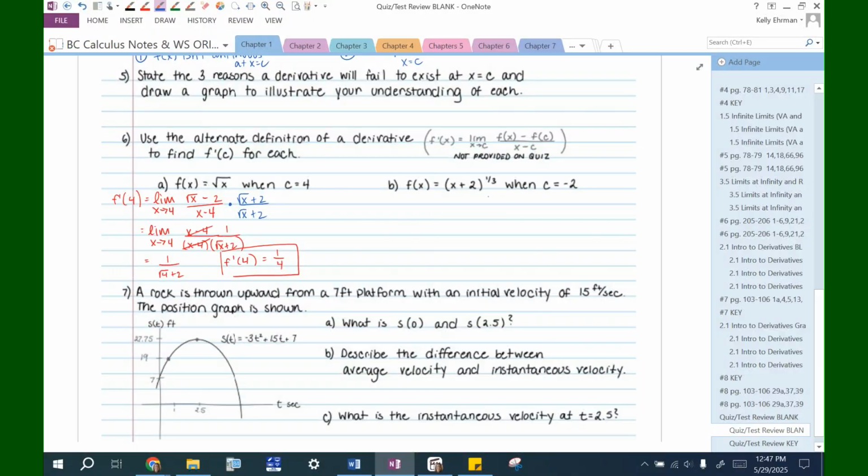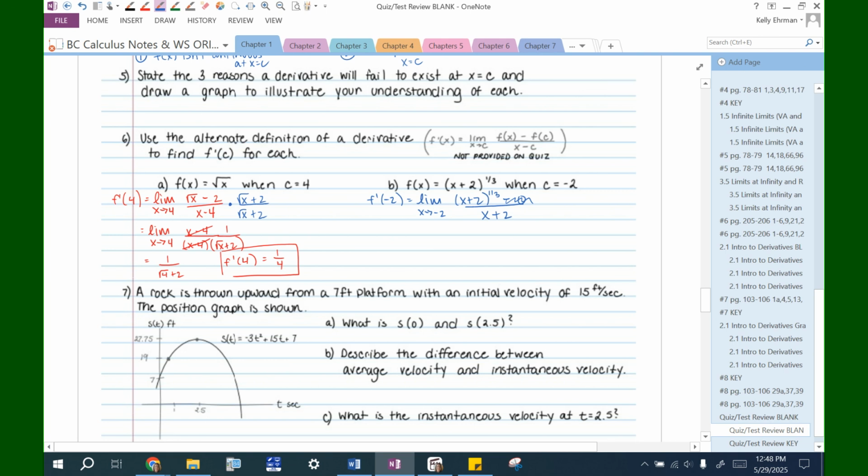For this one, when c is -2, we want to know what f prime of -2 is. It's the limit as x approaches -2 of x plus 2 to the 1/3 minus, when you plug -2 into this, you get 0, over x minus c, so x minus -2, which is x plus 2. Now the minus 0 can go away. If I plug -2 into this, I get 0 over 0.